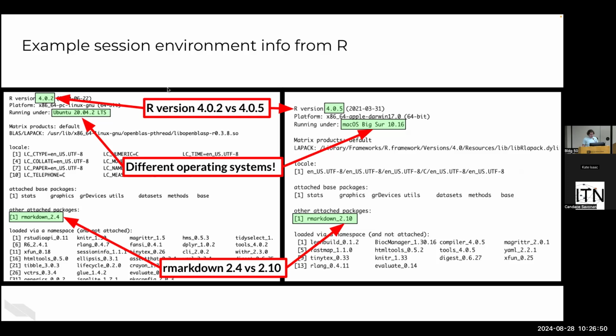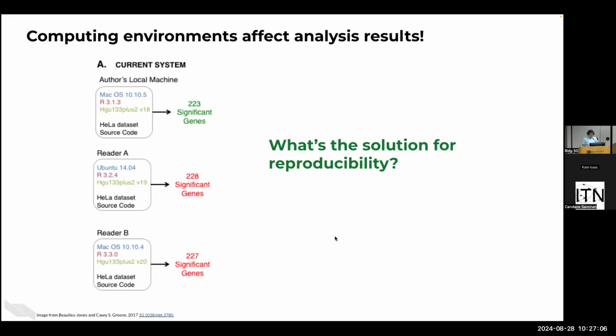And so here's two to compare. I ran the same analysis in two different environments. One was a different operating system. So this was in Mac, this is in Ubuntu. There are different R versions, different R Markdown versions, and different packages loaded. So there's a lot of things that can vary.